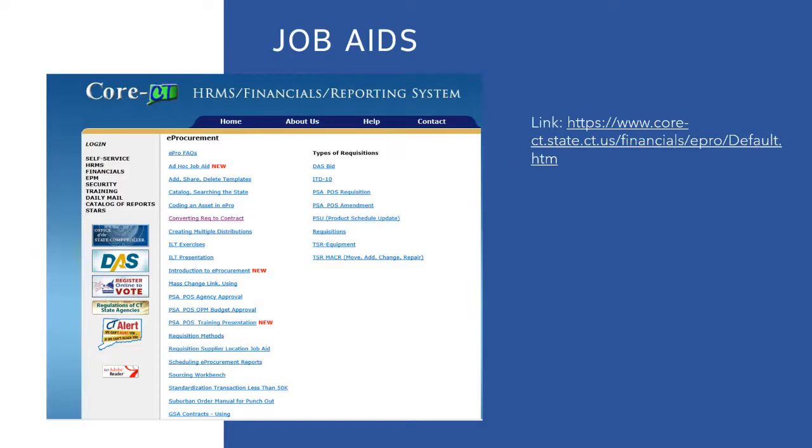On this slide, we have a link to the EProcurement Job Aids, and as you can see, there are several that are specifically related to PSA and POS requisitions, the amendment, and converting the rec to contract. So depending upon what your roles are in core, you can either go here to get information, or you can also have your training liaison log a help desk ticket to core help desk and request some more in-depth training. Next slide.